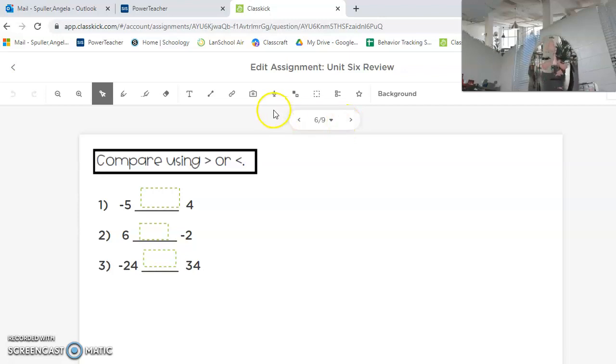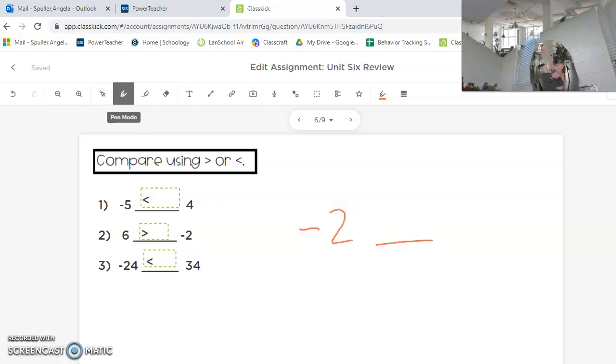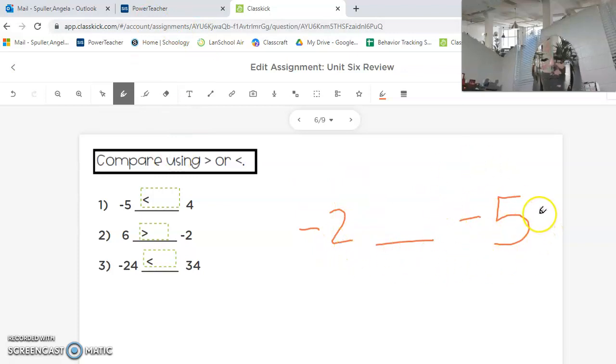All right, so we need to compare. When we have a positive and a negative number, we know that the positive is always going to be the bigger one. So negative 5 is less than. Positive number is going to be the bigger one. Now, I want to show you an example. If I have negative 2 and negative 5, remember, here I owe $2, here I owe $5. Negative 2 is greater because I don't have to give away as much.